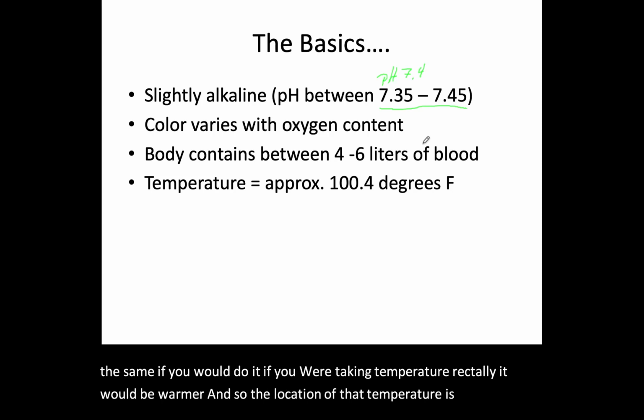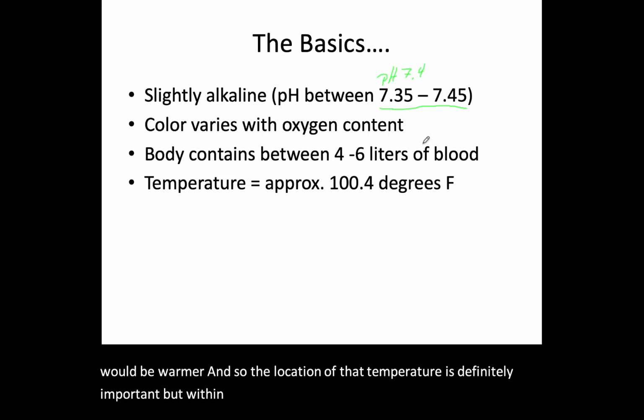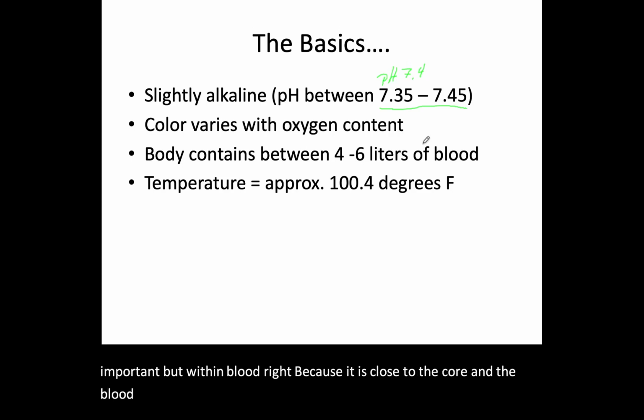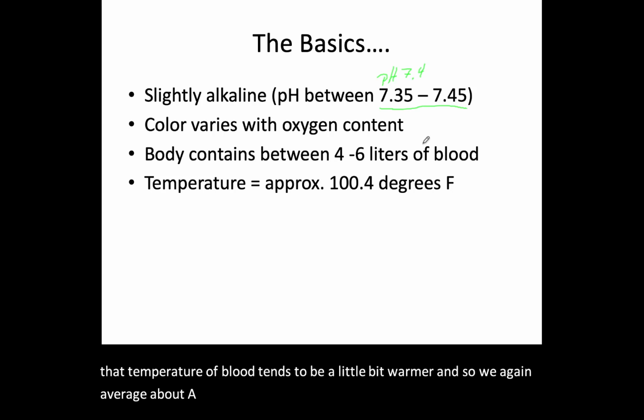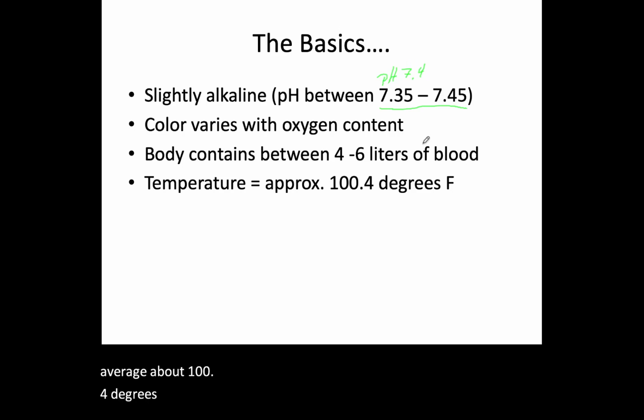But within blood, right, because it is close to the core, and the blood spends the majority of the time in the core and not at the extremities, that temperature of blood tends to be a little bit warmer. And so we, again, average about 100.4 degrees Fahrenheit. Again, there's a range of acceptability for that.